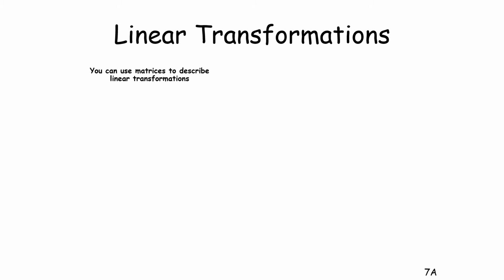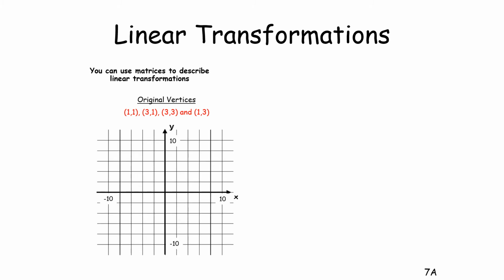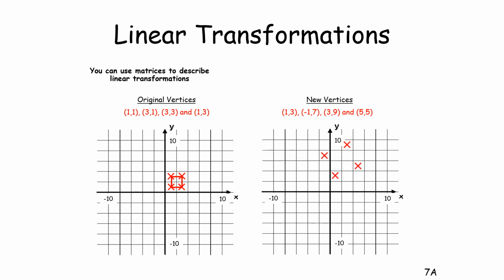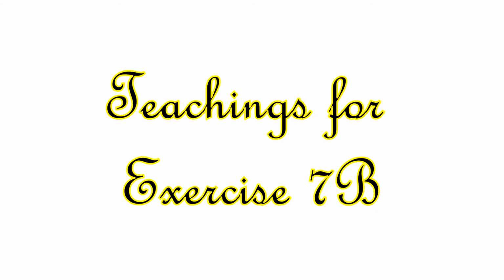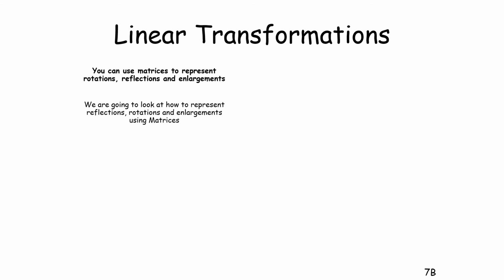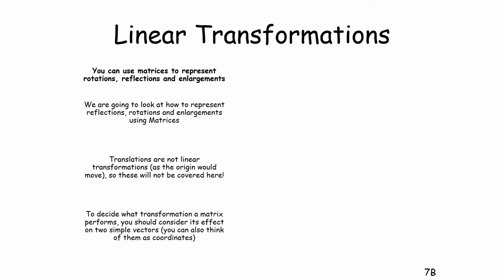So you can use matrices to describe linear transformations. So if we look at the original vertices again, okay, and we look at the new vertices, so you could visualize what's going on now. So we're going to be looking at how to represent reflections, rotations, and enlargement using matrices. So translations are not linear transformations, as the origin would move. So this will not be covered here.